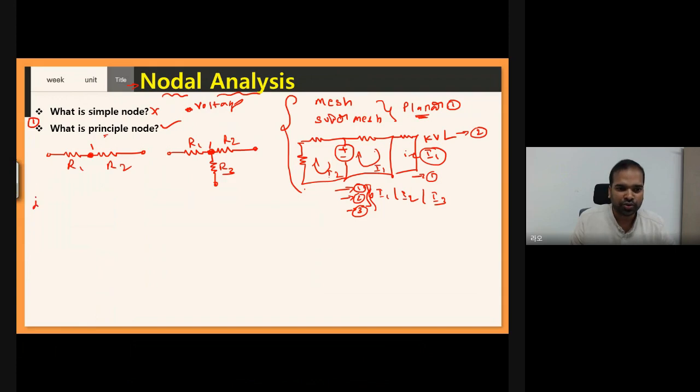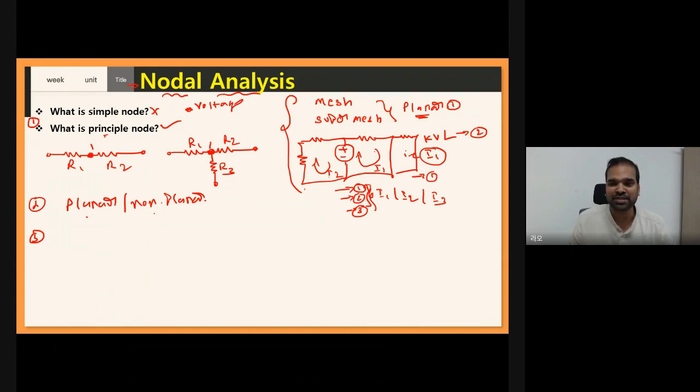Now point number 2. Can I apply nodal analysis for a planar circuit? Of course you can apply nodal analysis for planar. Suppose I give a non-planar circuit, can I apply nodal analysis? Of course you can apply it for planar and non-planar circuits, whereas mesh and super mesh analysis only for planar circuits. Clear.